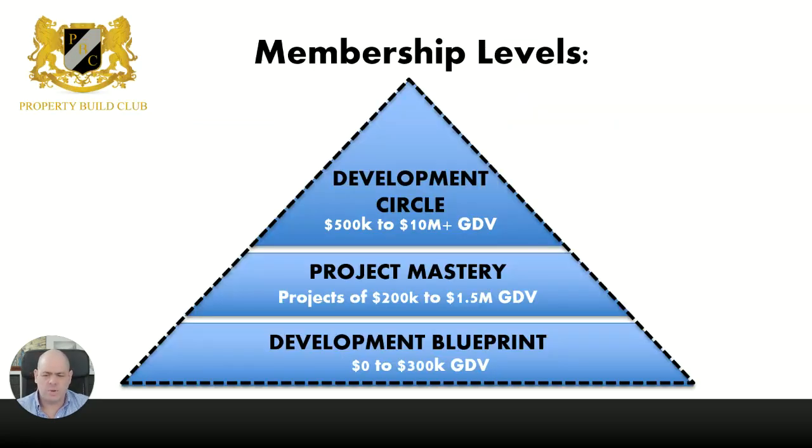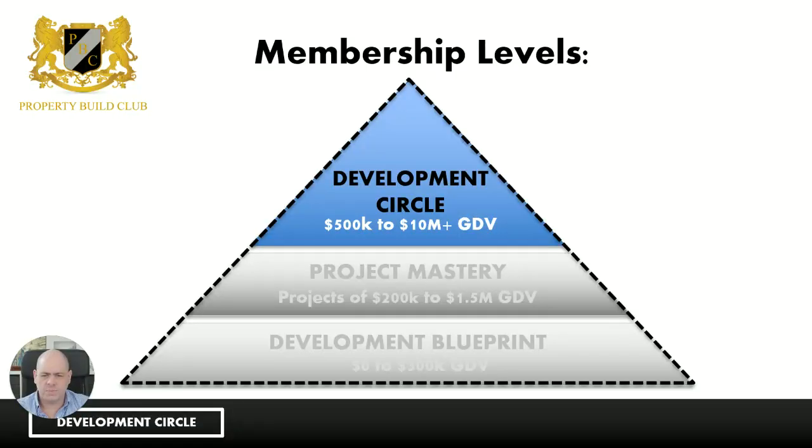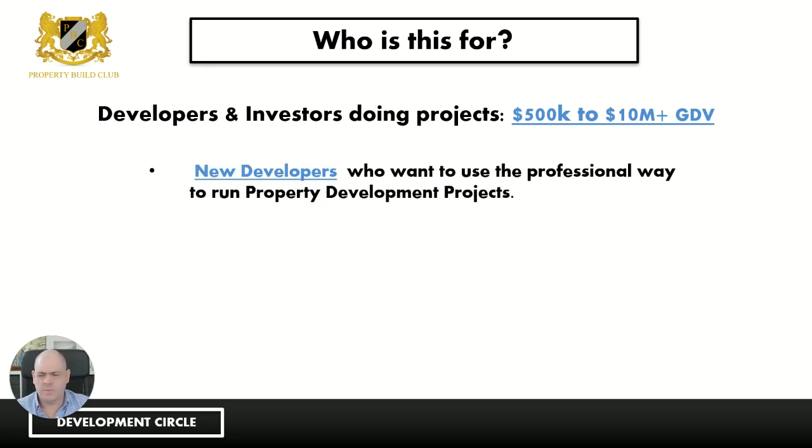So the three membership levels, as we mentioned earlier: Development Circle is the highest level of membership, Project Mastery in the middle, and Development Blueprint is the lowest level of paid membership. Development Circle. This is for developers doing 500k to 10 million GDV.